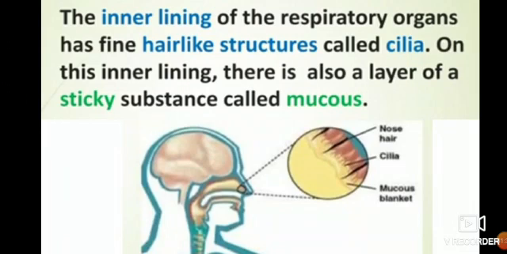So what is mucus over here? The white liquid which comes out from our nose is called mucus. That is a sticky substance. Sometimes we say there is dirt in our nose, so that is the mucus. Mucus is a sticky substance which is present in our nose, and it is very important.